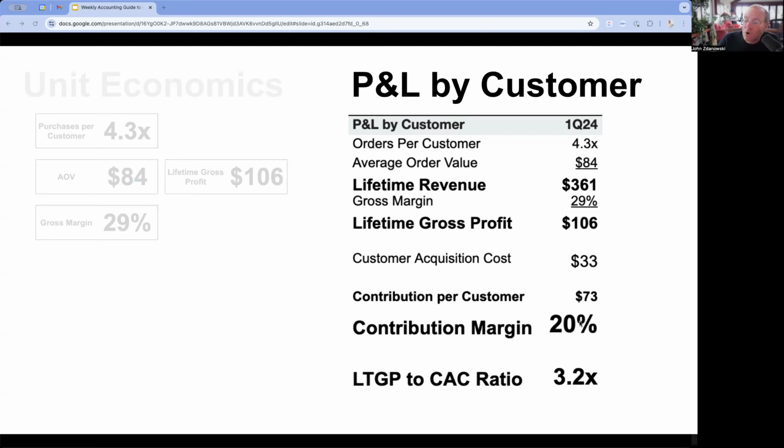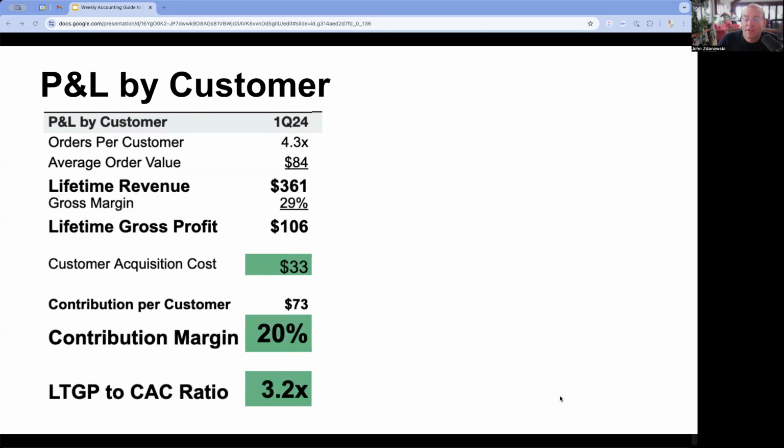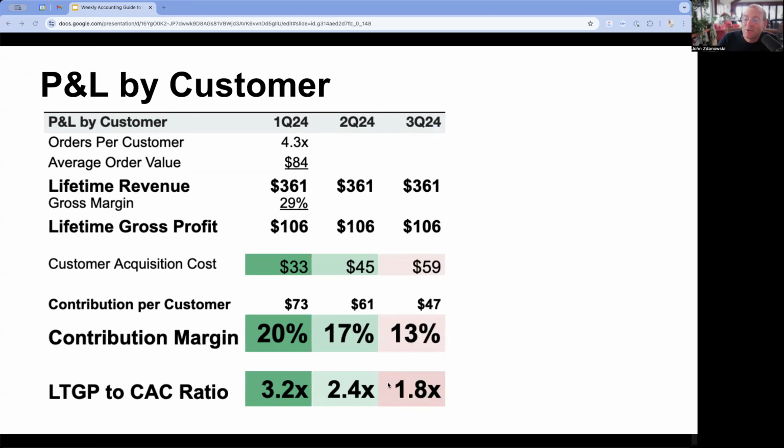So its contribution margin per customer was 20%, and its lifetime gross profit to CAC ratio was 3.2. Let's watch what happens in the next quarter. In the next quarter, it increased its ad spend a little, and its customer acquisition cost went up. So its contribution margin went down a little, and its lifetime gross profit to CAC went down a little bit. It's still okay. But in Q3, they spent a lot more aggressively, and the customer acquisition cost tipped over into some unprofitable territory where the lifetime gross profit to CAC ratio dropped below 2.